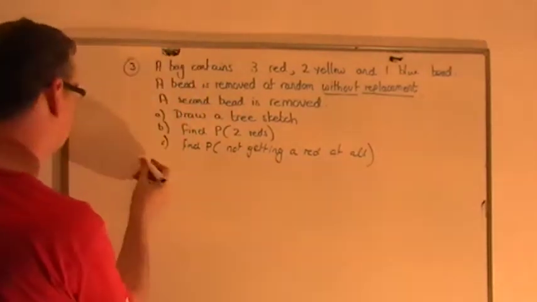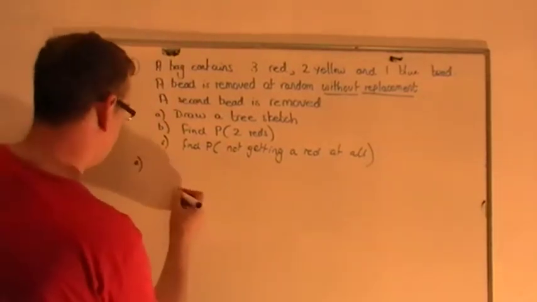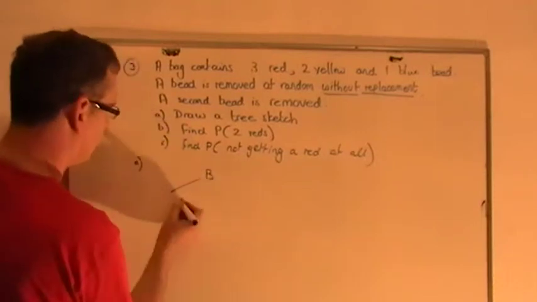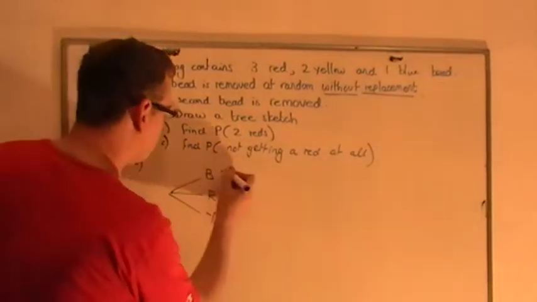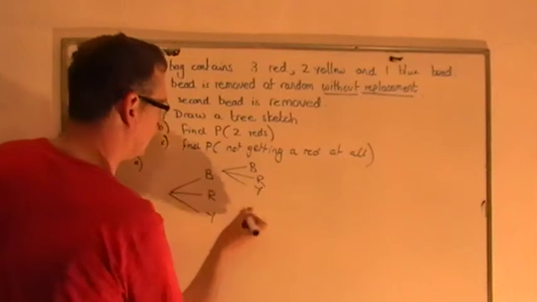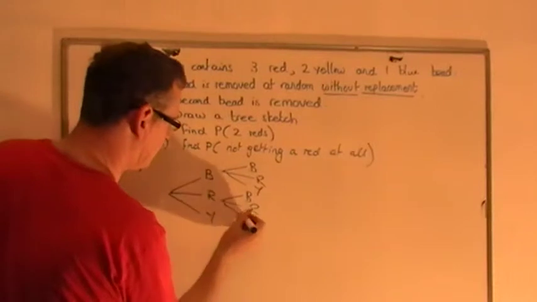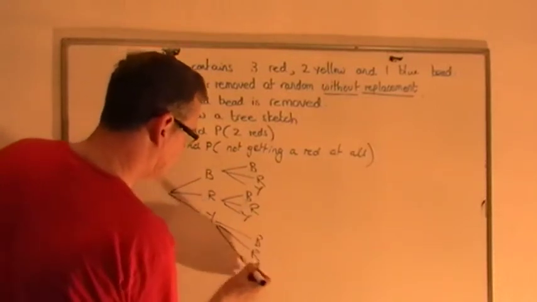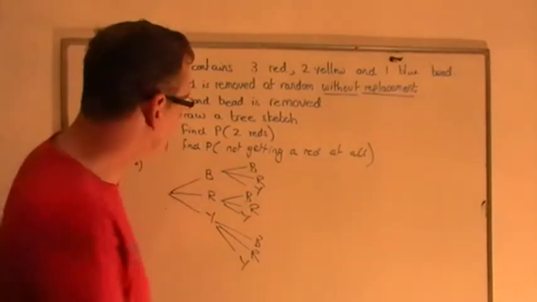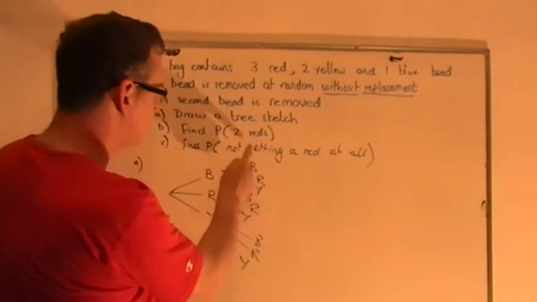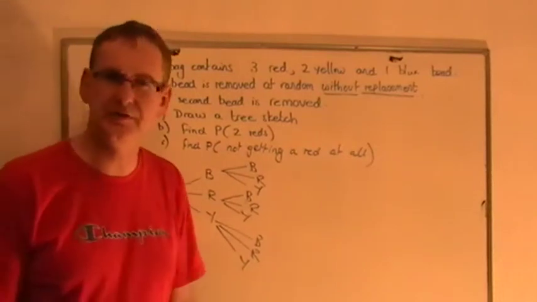So for part A, I'm not actually going to draw a tree sketch like this. You could say that the first go out of the bag you had a blue, a red or a yellow. Three different branches. And then for the second go, a blue, a red or a yellow. Blue, red, yellow, blue, red, yellow. Now because you've got three colours, you're getting quite a complicated looking tree sketch. But I'm only interested in two reds, I'm only interested in not getting a red at all. There's no mention of blues or yellows.